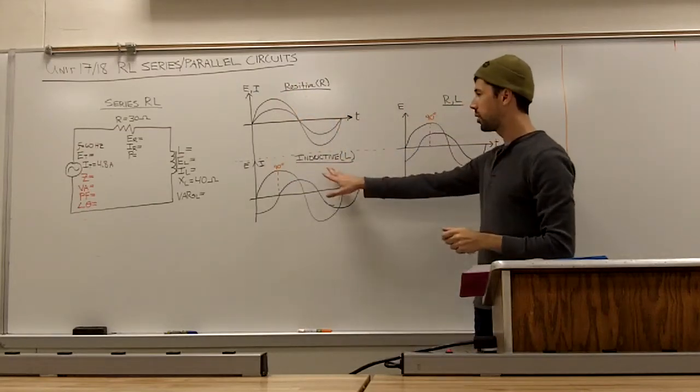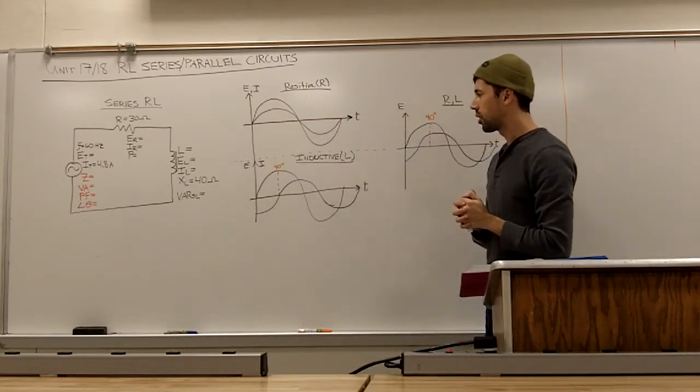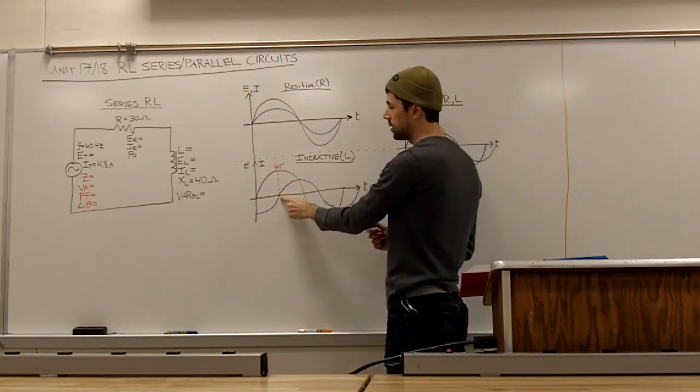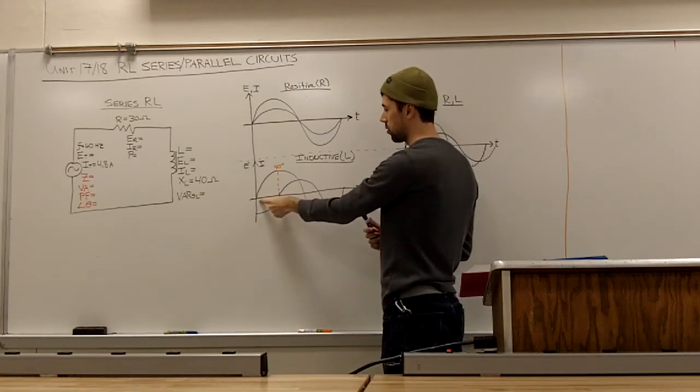And also when we have a purely inductive circuit, the current lags the voltage by 90 degrees. This means that the current does not reach its zero crossing until 90 degrees later, after the voltage has reached its zero crossing.